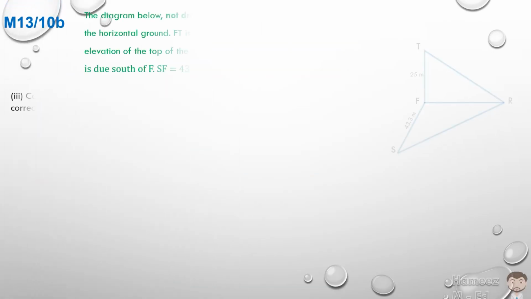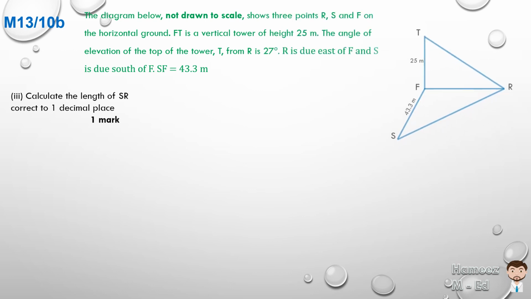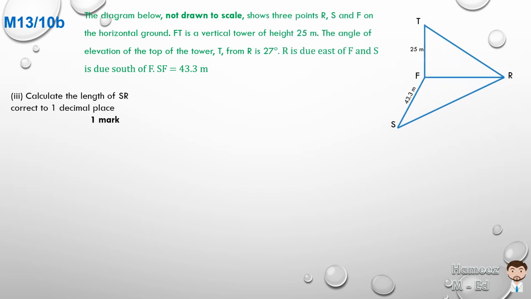For part 3 of the question, calculate the length of SR, correct to 1 decimal place. So if we look at our shape on the right-hand side, and we're looking to find SR, that is in the triangle on the base, triangle SFR. So let's just redraw that and put in the information we know. We know 43.3 meters, and we've proven that RF was 49.1 meters in part 2. So if we have those two pieces of information, we have two lengths. Can we find the third length? Because it's a right angle triangle, we can, and we'll be using Pythagoras' theorem.